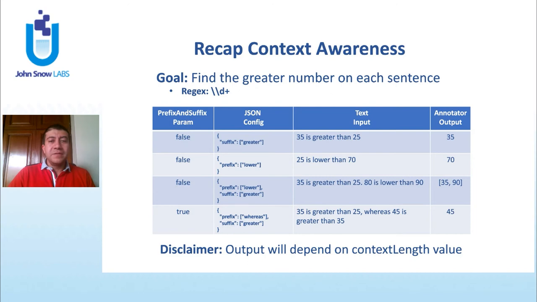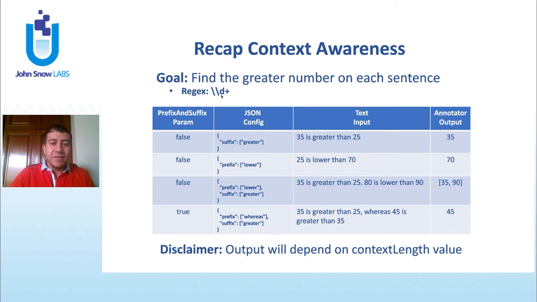Before we continue, let's take a look at a straightforward example to make sure everything is well understood. Let's say that the goal is to find the greater number on each sentence. For that, we will use the regular expression to match all digits. As we can see here, this is the regular expression. We're using double backslash here, otherwise JSON file will be malformed.